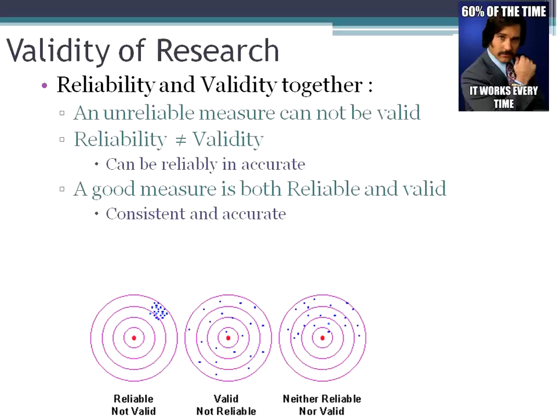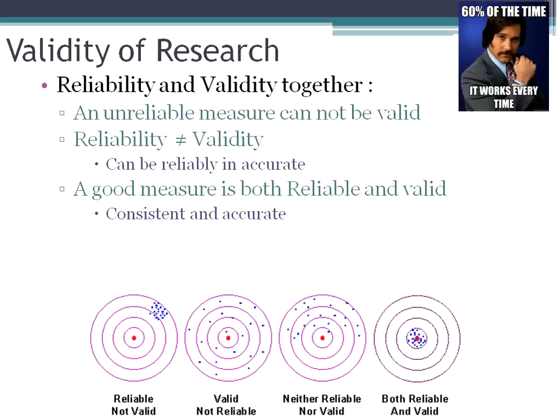So again, if the true score is this red dot in the middle, we want to capture all the different facets of this construct. If we are not reliably measuring and we're missing half of the target, then we're not valid at all. And then for the valid measure, we've got all of our darts hitting the center of the target and we're doing it consistently, making it both reliable and valid.